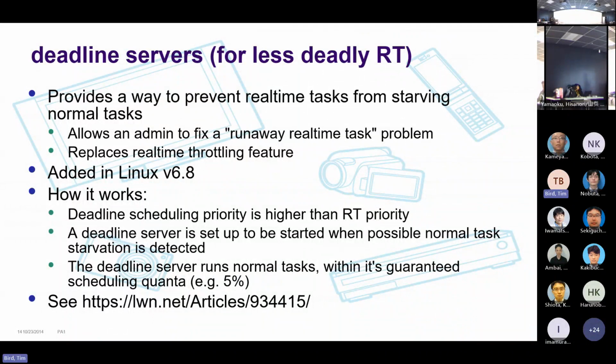And that means that server is in the background, and it normally is not running at all, but it gets scheduled when task starvation is detected. Then that deadline server takes some of its quantum, and it has a guaranteed scheduling quantum of up to 5%, and that runs normal tasks. So it allows you, the administrator, to use that 5% to kind of recover the system in case something's gone wrong.